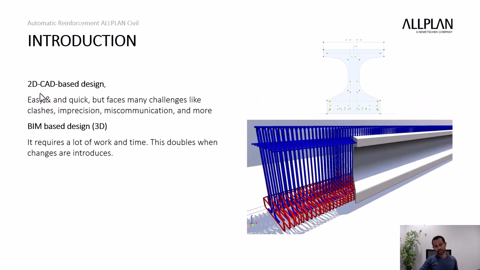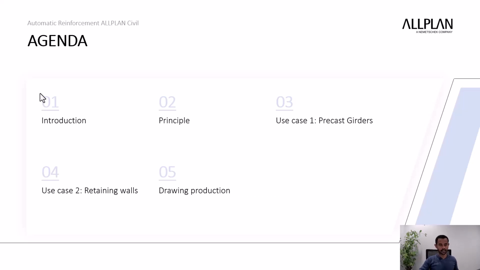And if I go back to my agenda to show you here, we started with the introduction part and we moved on into the principles, how things work. So I'm going to show you 2 examples. One is a precast girder and the other is a retaining wall. Especially with the precast girder, you will see the benefit to really be pronounced, why this automatic reinforcement that we have is a really useful feature.